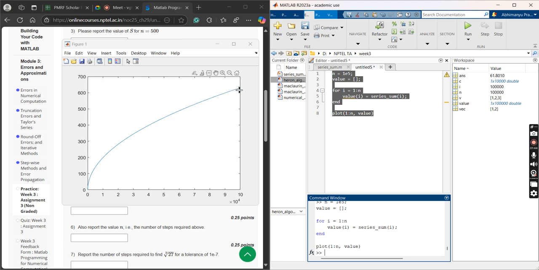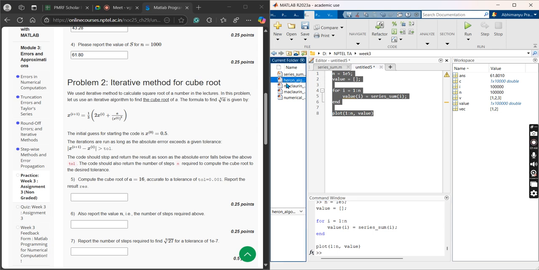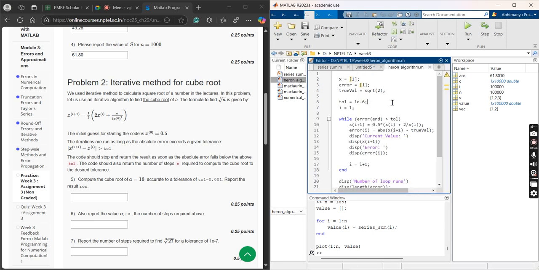So you see, still the series is not converging. For 10,000 steps we were somewhere around here, and for 10 to the power 5 we are somewhere around there. So still there is no sign of convergence. The series is not converging, it's a diverging series, right? Fine. So for problem 2 we can just simply change the algorithm to Heron's algorithm.